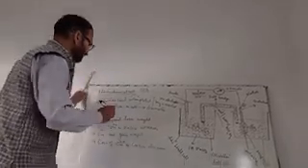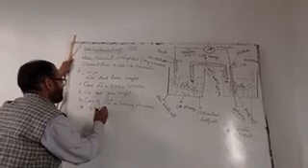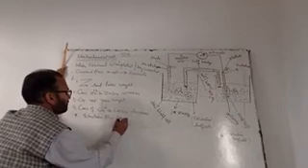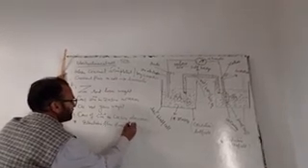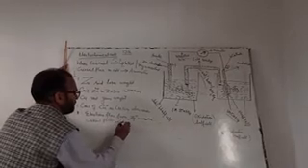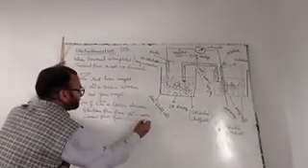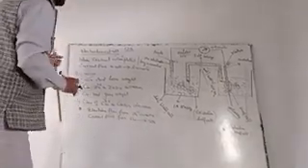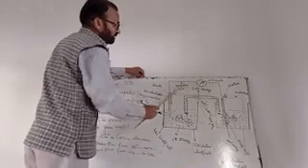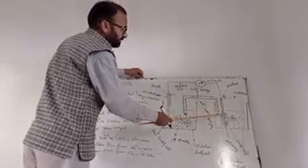So current flows. Electrons flow from zinc to copper, and, as we mentioned, current flows from copper to zinc.